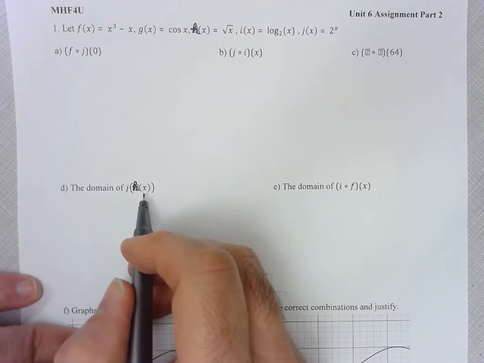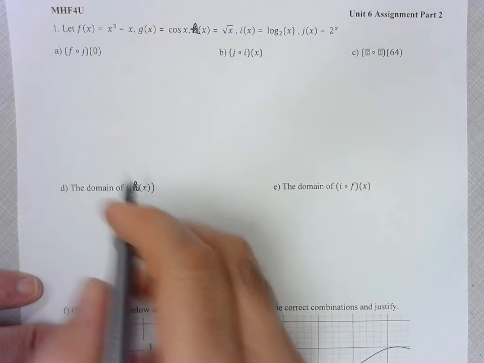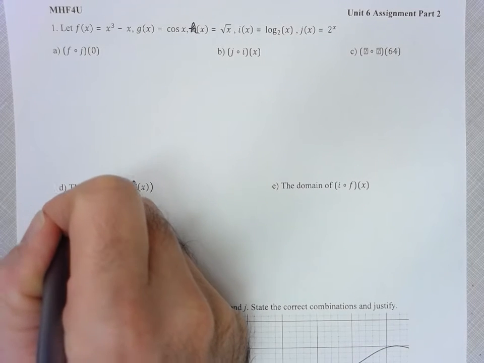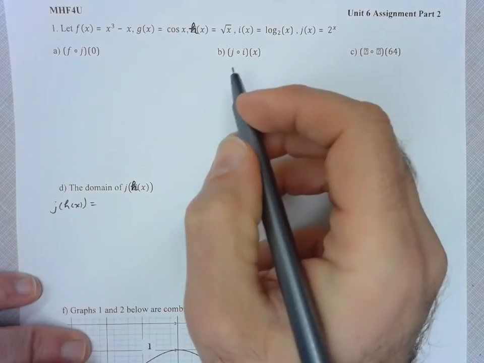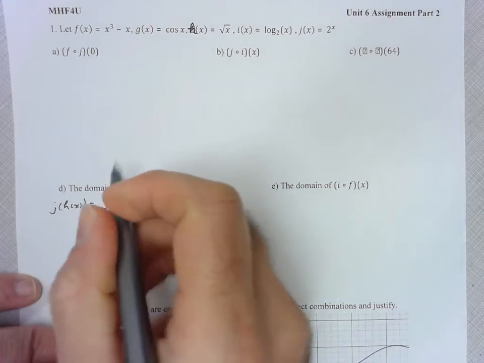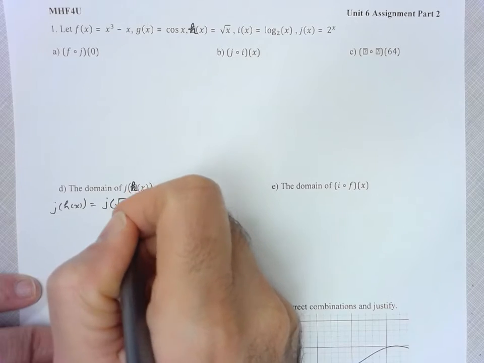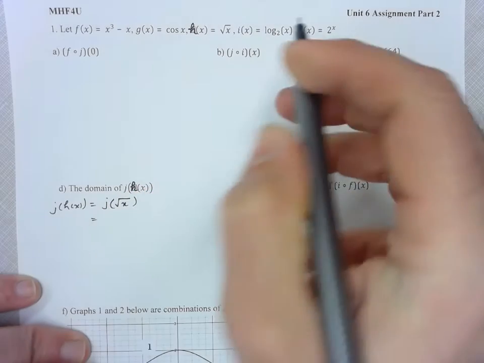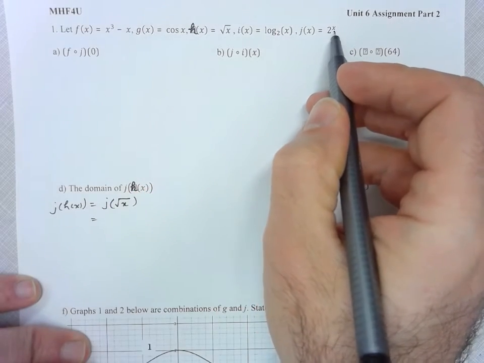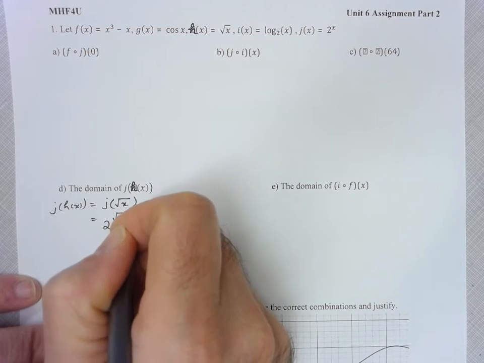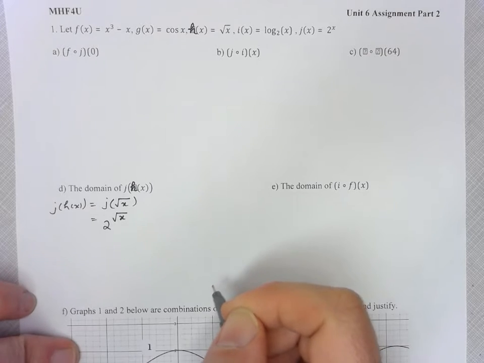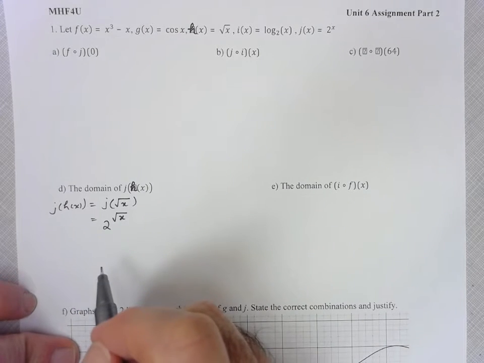The first thing I'm going to do is actually write out what this function is. So j of h of x would be equal to j of root x, and j is equal to 2 to the x, so I have 2 to the root x. So this is the function that I'm trying to find the domain of.